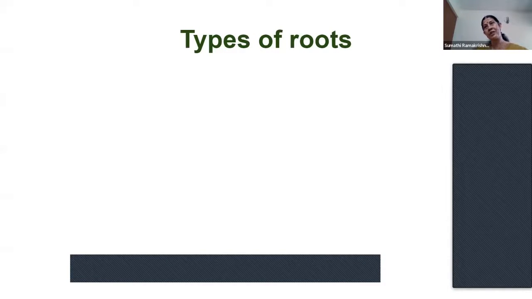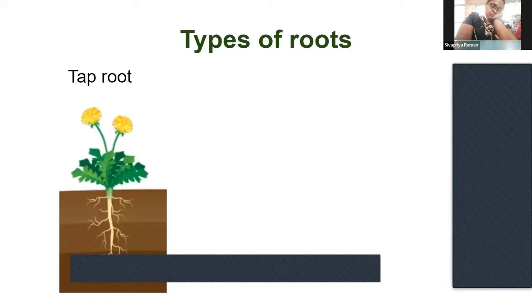Then roots. So the types of roots. What is the taproot? The major types are taproot and fibrous root only. What is a taproot? You can tell them it is a single main root system that goes down.